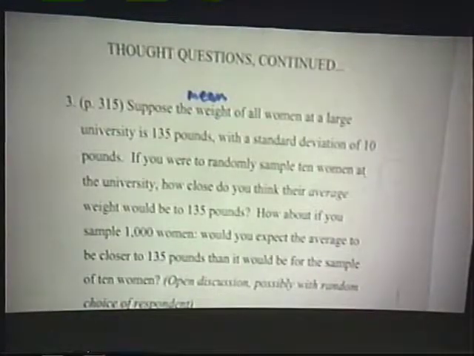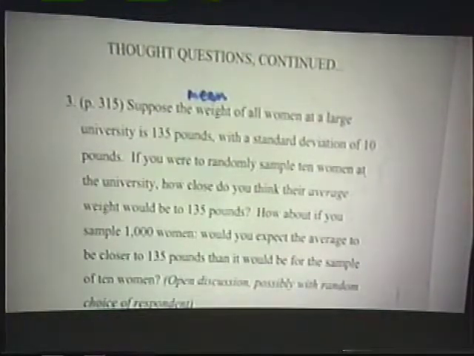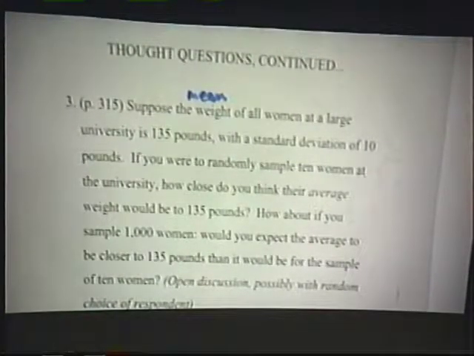If you were to randomly sample 10 women at the university, how close do you think their average weight would be to 135 pounds? How about if you sampled 1,000 women? Would you expect the average to be closer to 135 pounds than it would be for the sample of 10 women? So this is when we first get into this idea of sampling distribution in the mean. So, open discussion. Who wants to venture a response to this one?